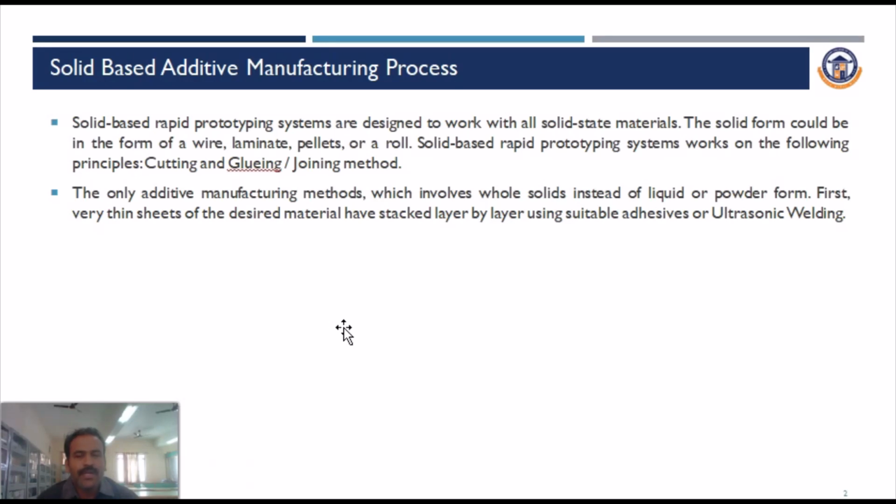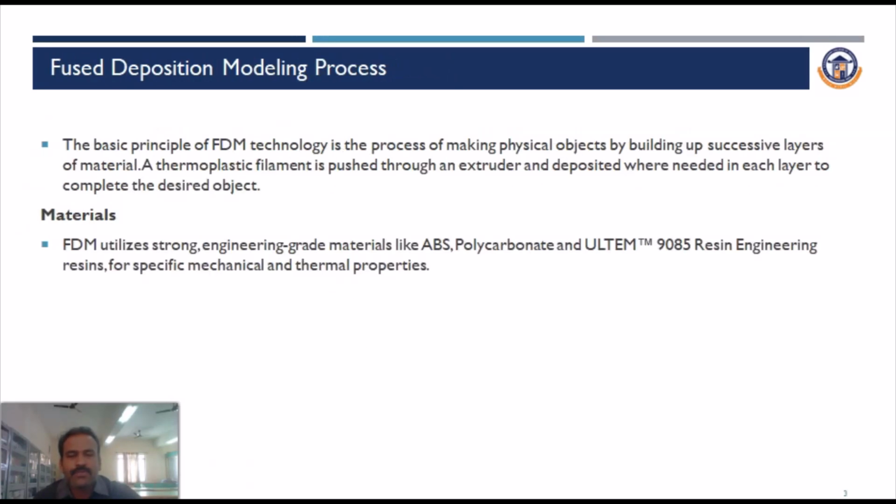In the solid-based additive manufacturing process, the first one is the laminated object manufacturing process, then the fusion deposition modeling process. These are the different types of process we discuss. First we discuss the fusion deposition modeling process. What is the principle behind the fusion deposition modeling process?